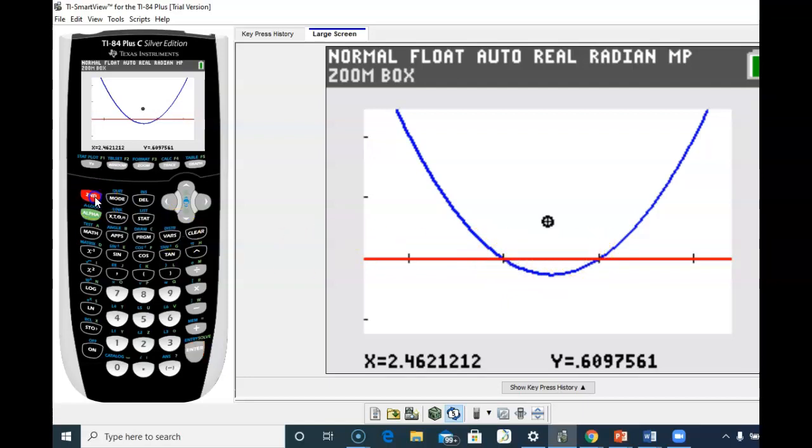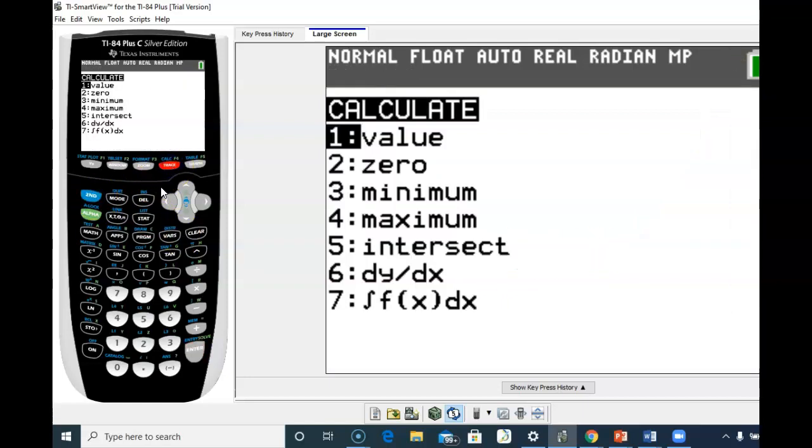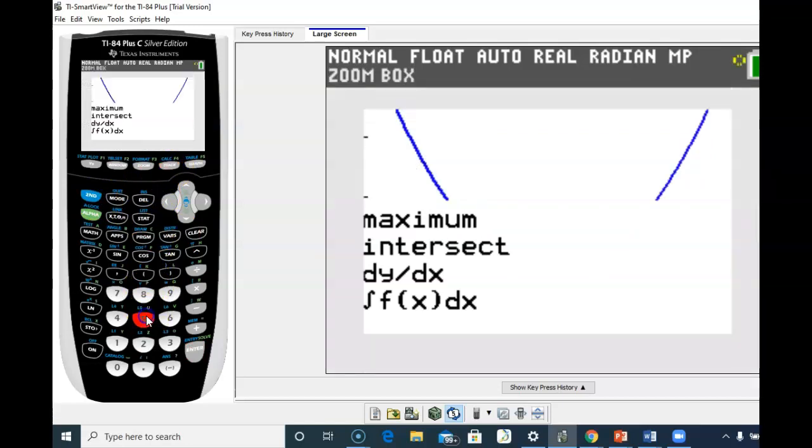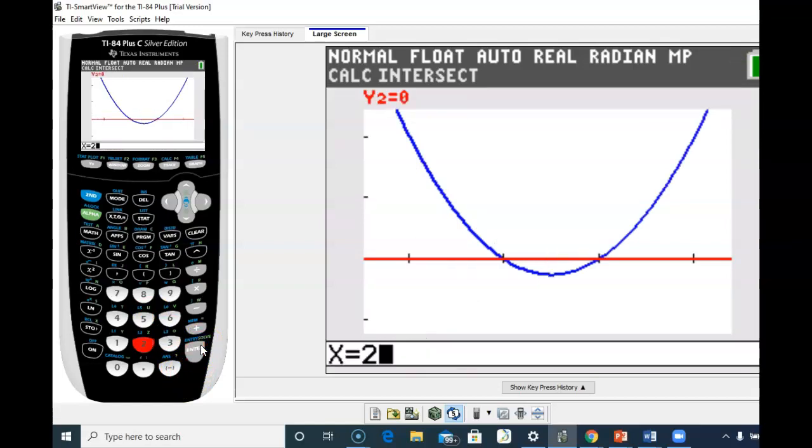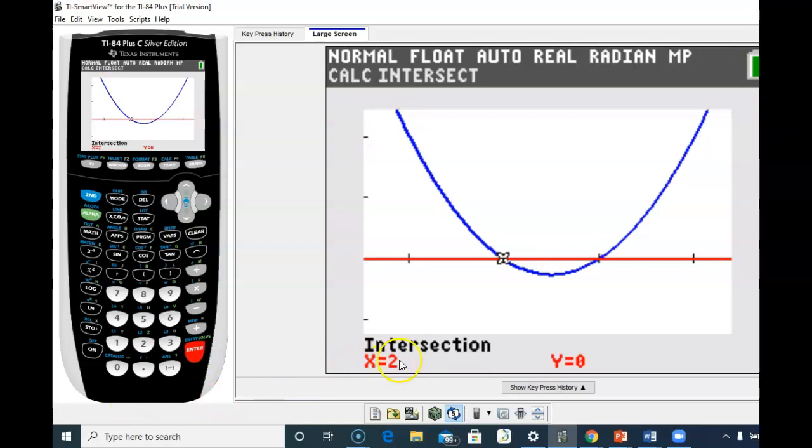So I'm going to do second, calculate, my point of intersection, and I've got my first curve, my second curve, and then I'm going to type my guess in here because my guess looks like 2, and it turns out 2 is correct on this one. And if you look, 3 is also going to be correct. So the part that you're going to give is the answer from 2 to 3 with brackets on each of those, a bracket on the 2 and a bracket on the 3.